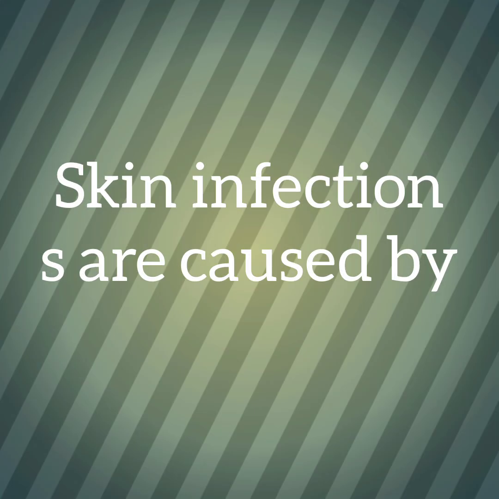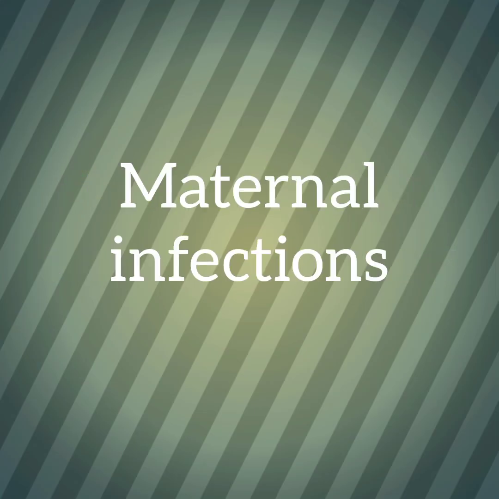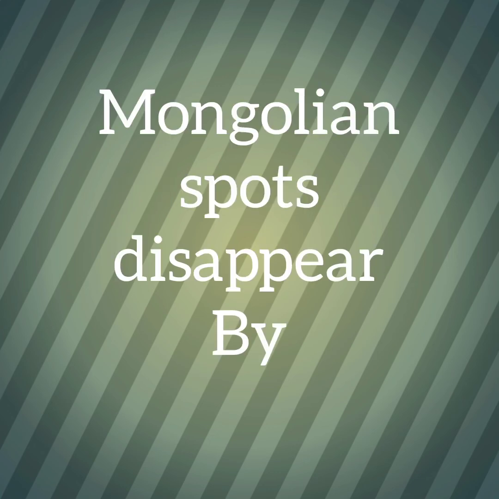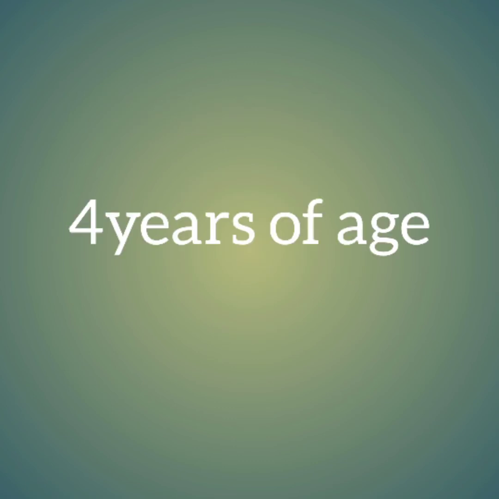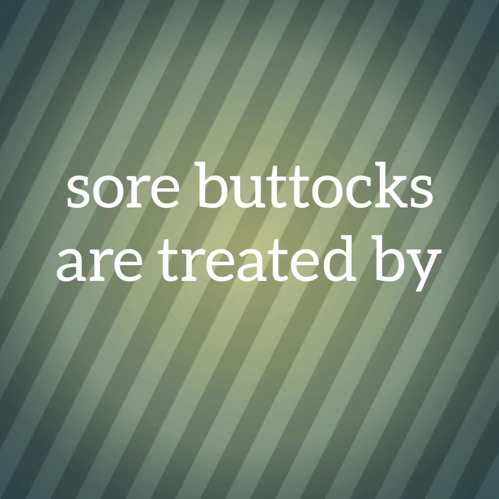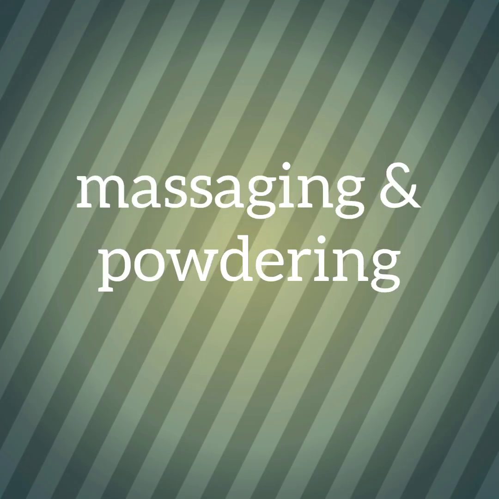Next, skin infections are caused by dash. Answer is maternal infections. Next, Mongolian spots disappear by dash. Answer is 4 years of age. Next, sore buttocks are treated by dash. Answer is massaging and powdering.